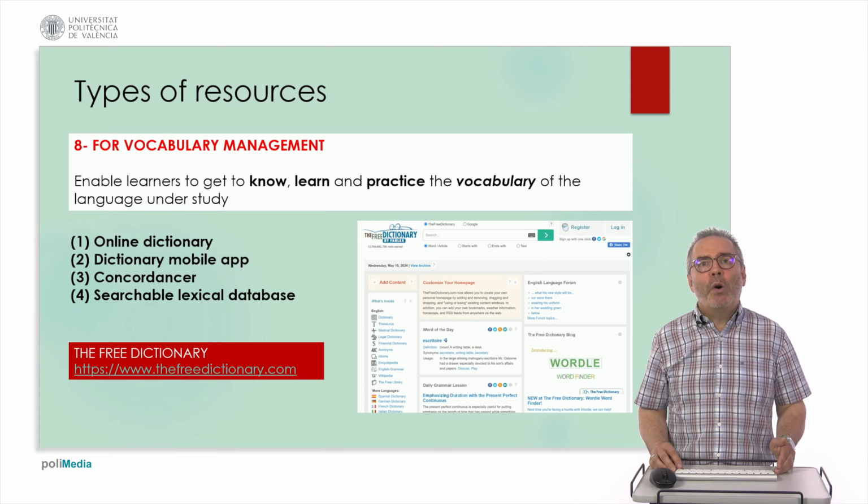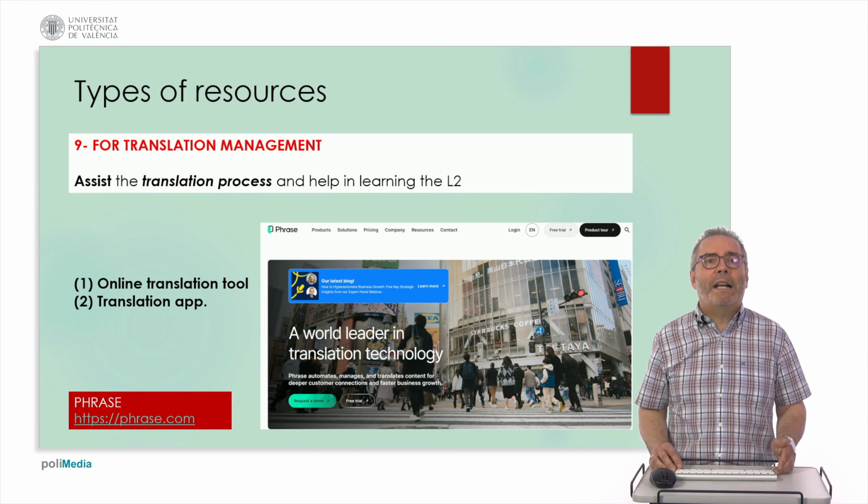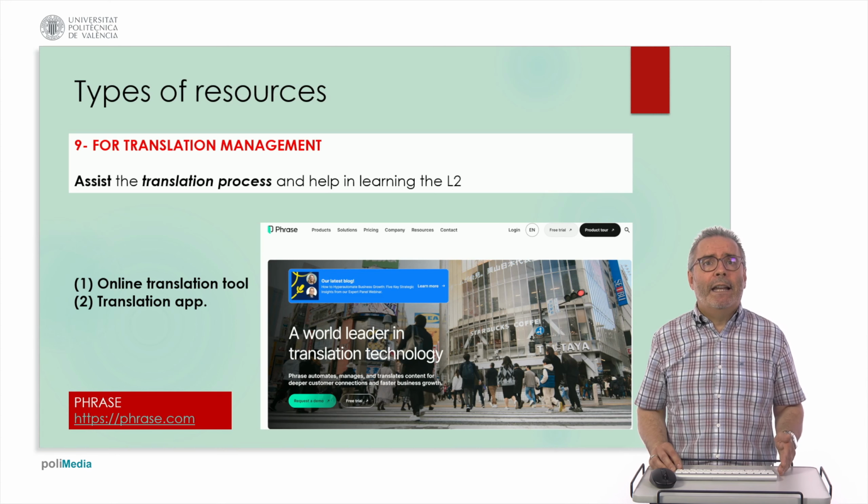The eighth type is resources for vocabulary management. Here, the aim is to know, learn, and practice vocabulary. And here we have all kinds of online tools or vocabulary management tools, such as dictionaries and concordances. For example, the Free Dictionary. The next type is resources for translation management. It is more or less the same philosophy, but in this case, the organization of translation is enabled. For example, translation tools, which are online, etc. For example, Phrase or many other similar tools.